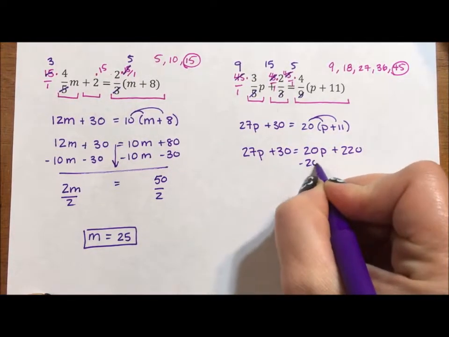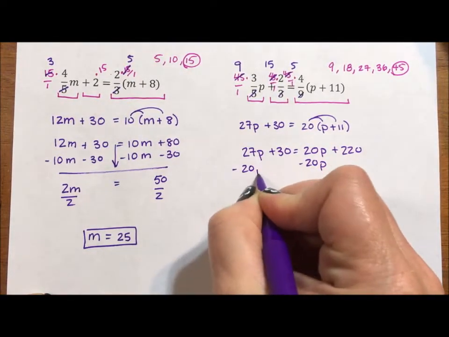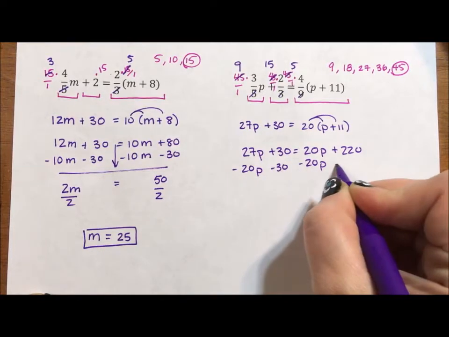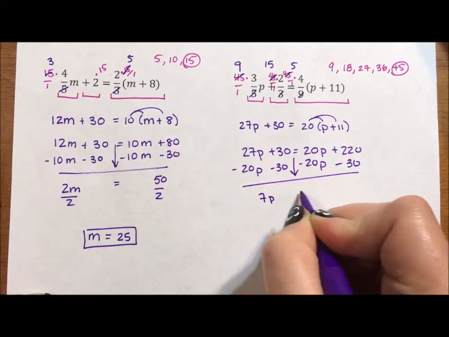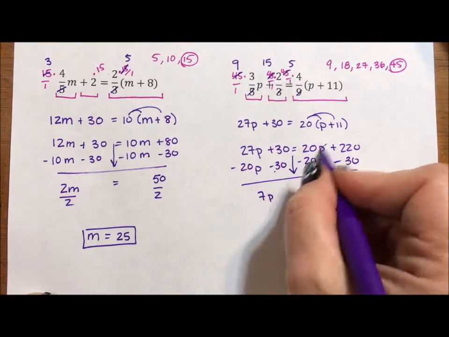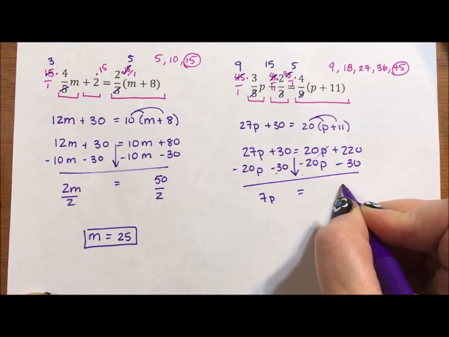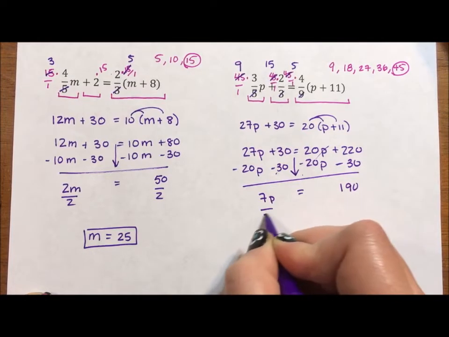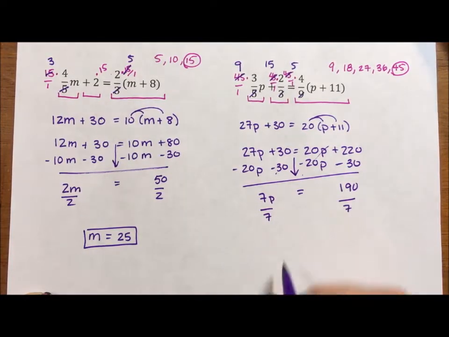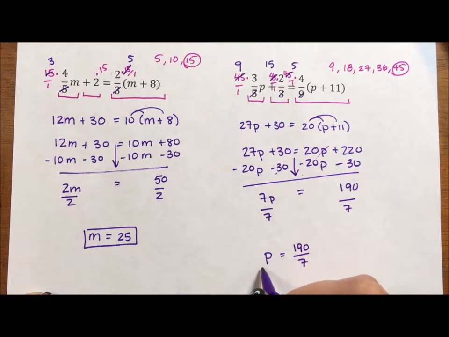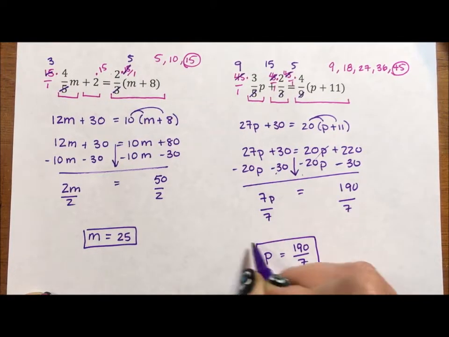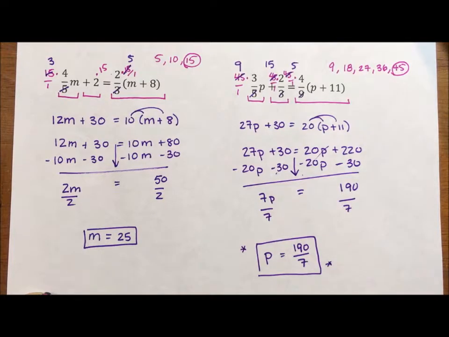I'm going to subtract 20p from both sides. I'm going to subtract 30 from both sides. I'm going to end up with 7p, 0, 0, equaling 190. And when I divide by 7, 7 doesn't go into 190. p equals 190 over 7. I like my answers, my fractions, improper and reduced. To me, this is the star attraction of an answer.